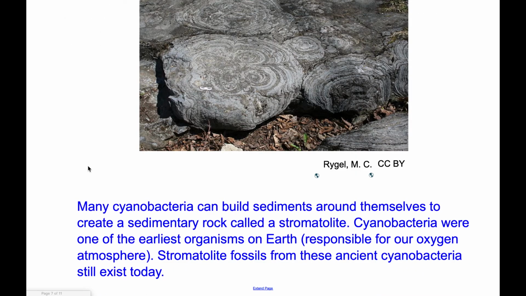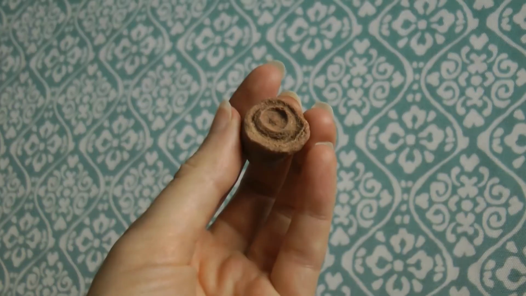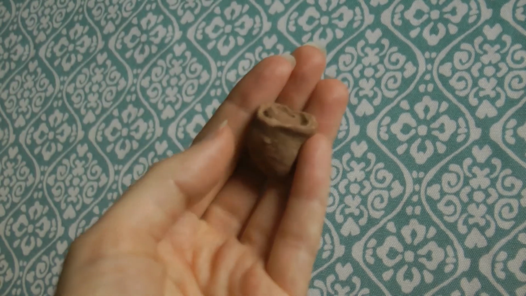And here's why they're important. Because many cyanobacteria that existed, again, billions of years ago, built sediments around themselves to create a sedimentary rock called a stromatolite. And they have many layers in these rocks. Cyanobacteria were one of the earliest organisms on Earth and responsible for our oxygen environment. And so stromatolite fossils from these ancient cyanobacteria can be found today, and they can be some of the earliest evidence that these organisms existed. Here's an example of a sand stromatolite from the Lower Cretaceous period, which was 120 million years ago.